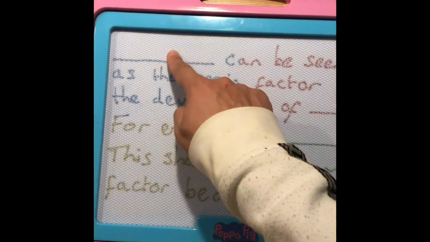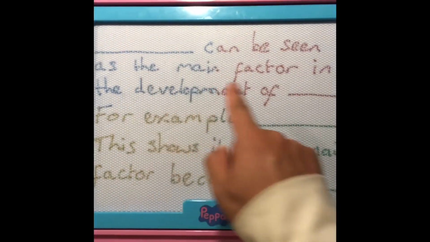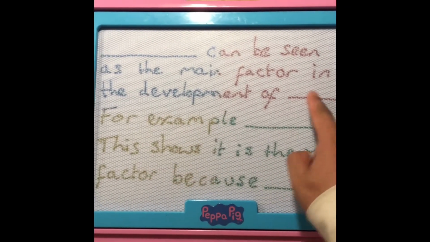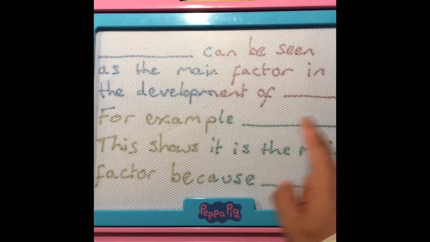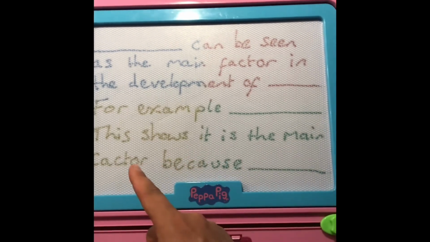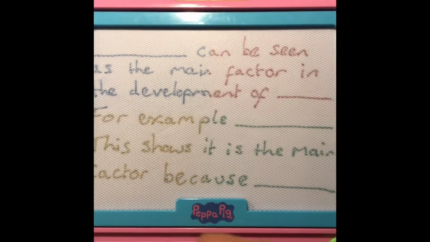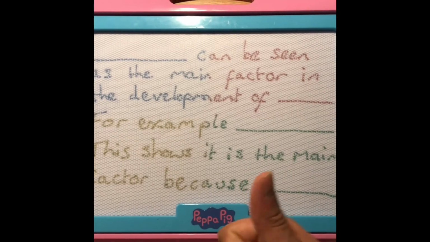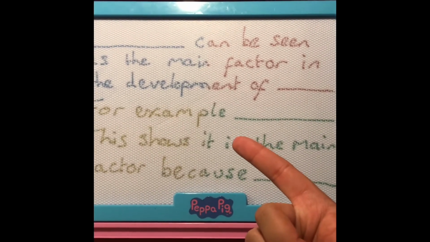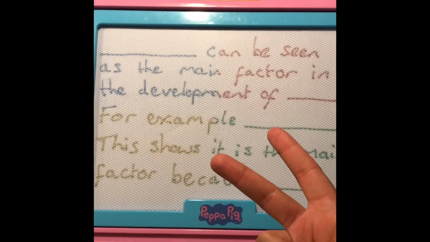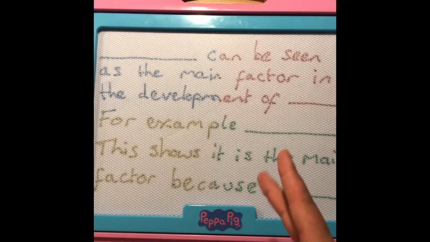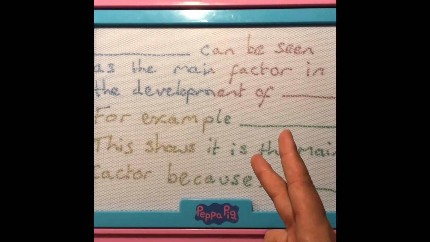So it could be the role of government can be seen as the main factor in the development of medicine. For example, blah blah blah blah. This shows it is the main factor because blah blah blah blah. Now, remember what I said. Level 1, 1 to 4 marks. Level 2, 5 to 8 marks. And then level 3, we're going in the 9 to 12 marks. So we're trying to get at least to level 2. Okay, top end of level 2.